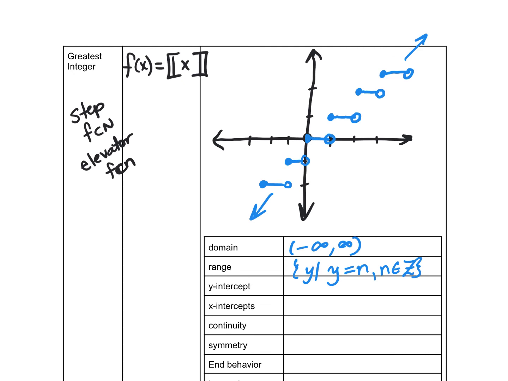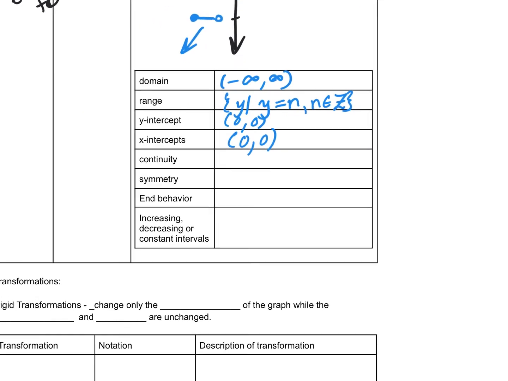All right. Y-intercept is 0, 0, isn't it? Right here. X-intercept. Ooh, continuity. Does this thing have any continuity? It's got a whole bunch. It's a big old step function, isn't it? So it's got jump discontinuities at every single what? Integer, doesn't it?